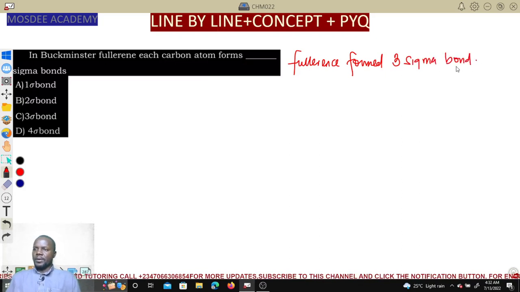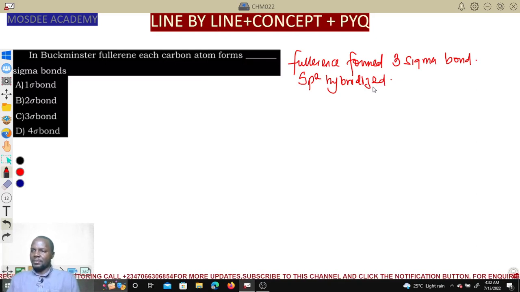Please, it's very important, and they are what? SP2 hybridized. They form 3 sigma bonds. So please, it's important to keep that in mind, 3 sigma bonds. So that's that about that.